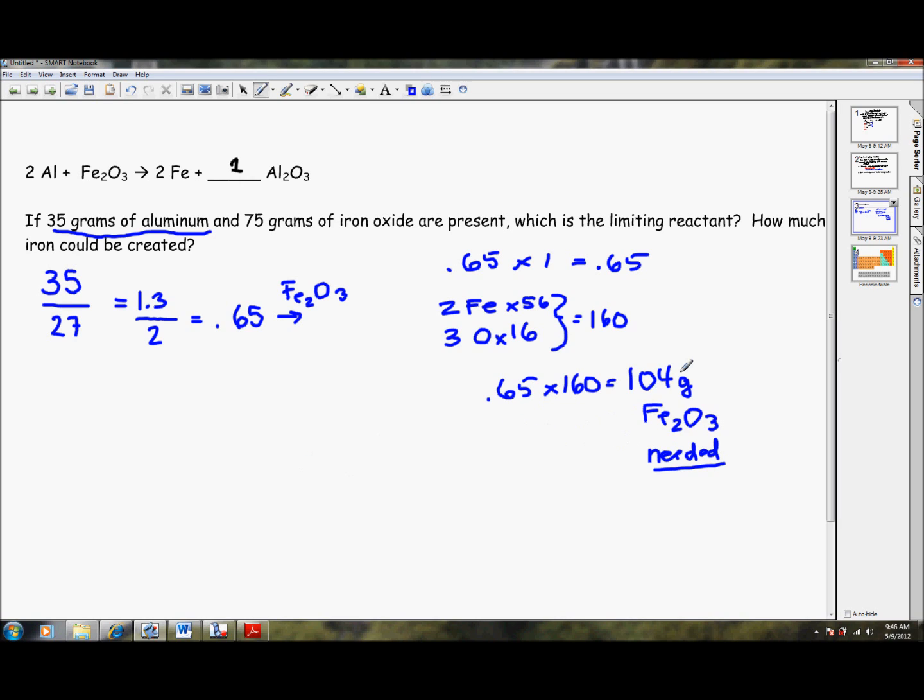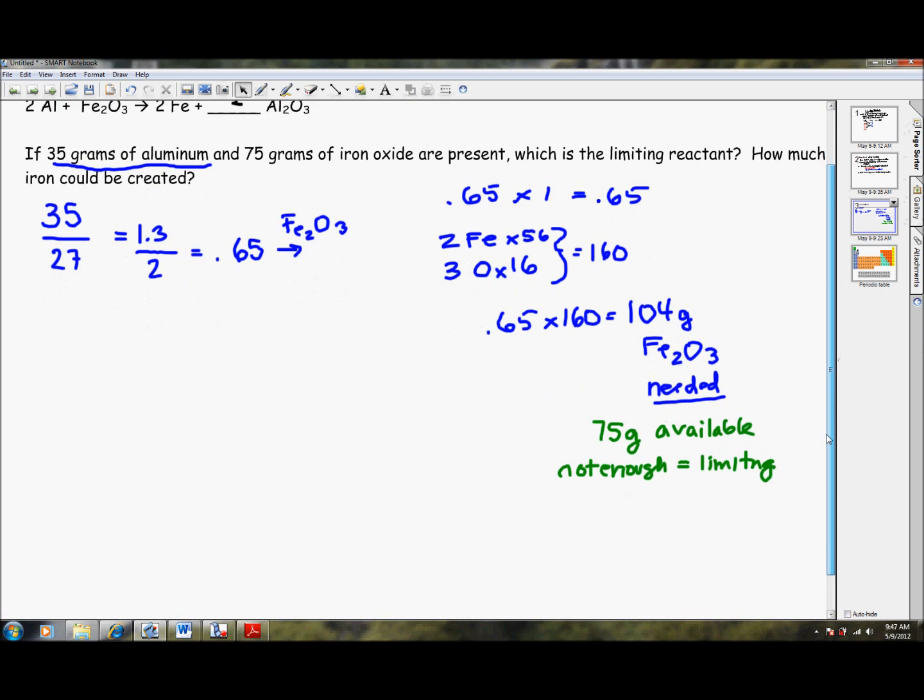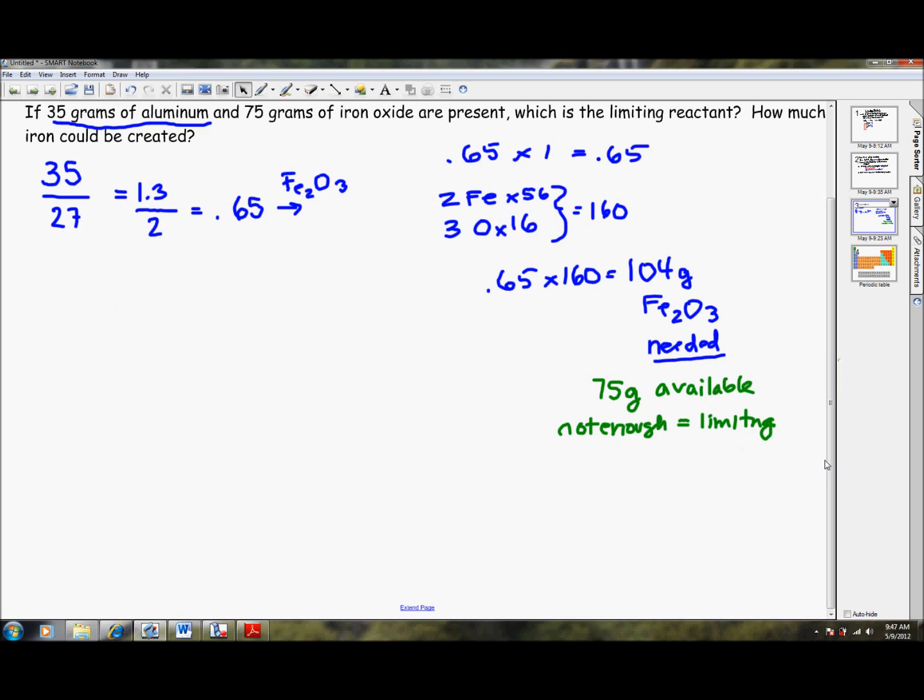Okay, so the next step is I have to compare the amount of iron oxide that I would need for the 35 grams of aluminum to what I have. I only have 75 grams available. So it's pretty apparent that if this is what I need, this is what I have. I don't have enough. So that means that the Fe2O3 is limiting. That means that the aluminum is actually in excess.